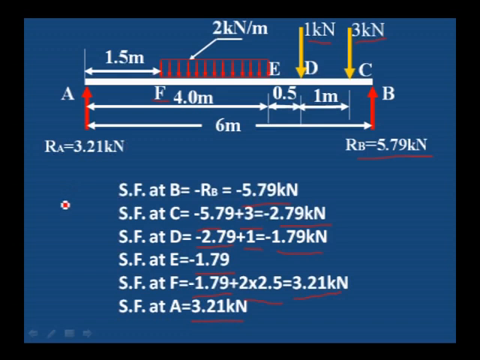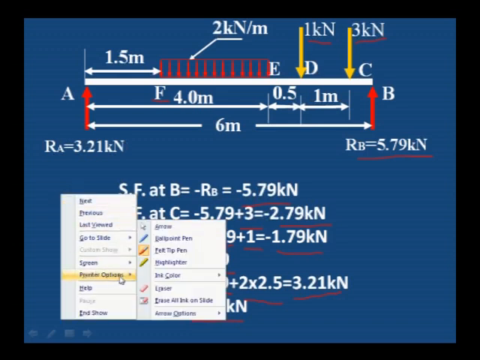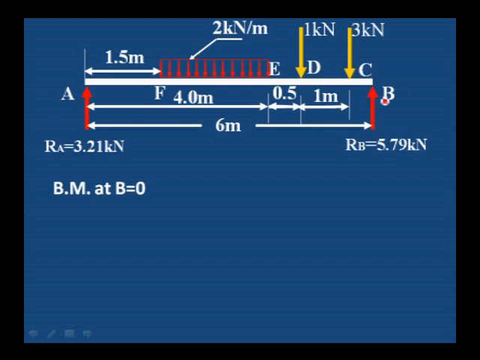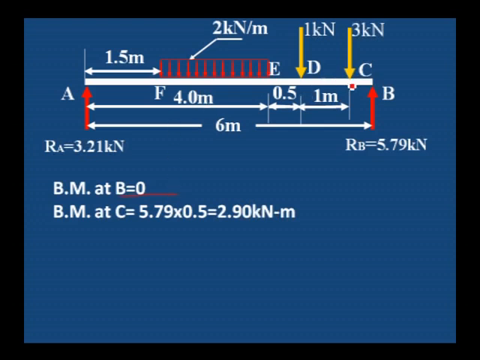Like this we have to calculate the shear force for a simply supported beam. For the bending moment diagram, the bending moment at B is 0. Bending moment at C, the distance from C to B is 0.5. 5.79 is the reaction into the distance to C, 0.5, therefore 2.9 kilonewton meter is the bending moment at C.